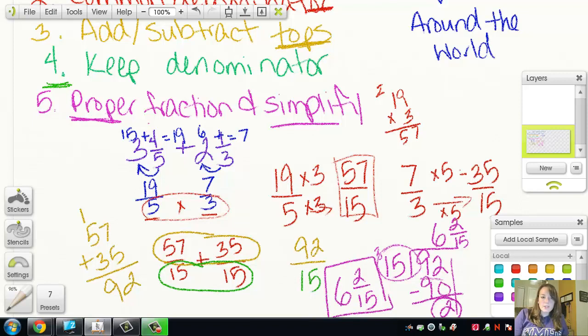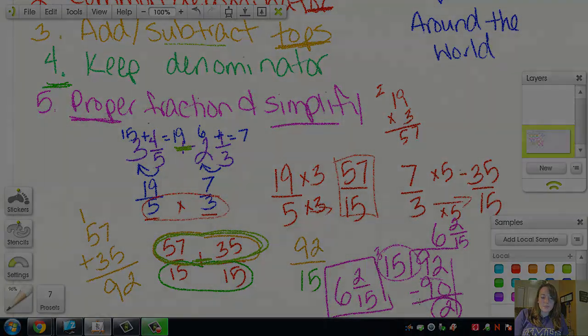The only difference if we had done subtraction, so if we just go back and look at our notes, if we had done subtraction, this would change to subtract, and instead of adding like we did, we would have just subtracted 57 minus 35, and we would have followed the same steps. So that's the only difference between adding and subtracting.